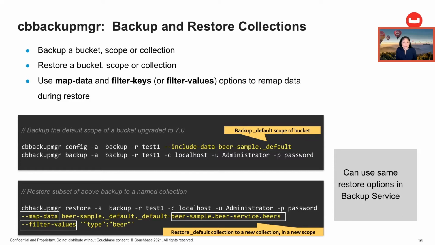Then in the second window, using the options map data and filter values, we restore just the documents with type beer from the beer sample default collection to a new collection called Beers in a new scope called Beer Service. The new scope and collection will be automatically created if they don't already exist. And the same restore options are available in the backup service.